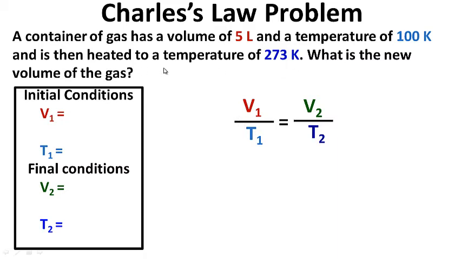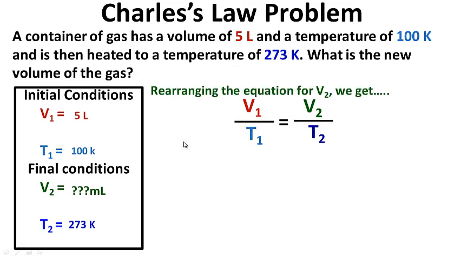All right, so over here we have our initial conditions and our final conditions. So the initial volume of the gas was 5 liters, and it was at a temperature of 100 Kelvin. Then we heated it up to 273 Kelvin. We're trying to solve for its final volume here. So let's rearrange the equation for V2.